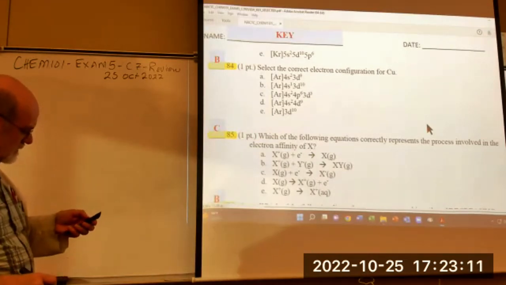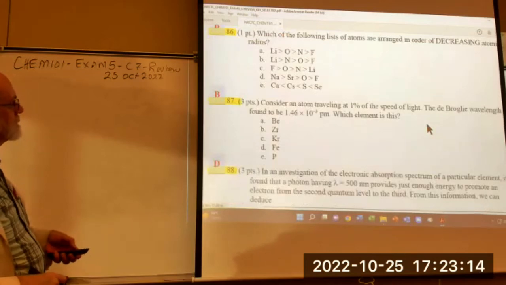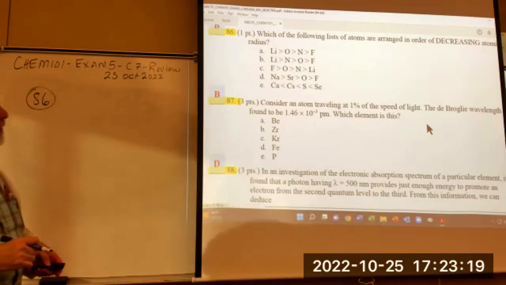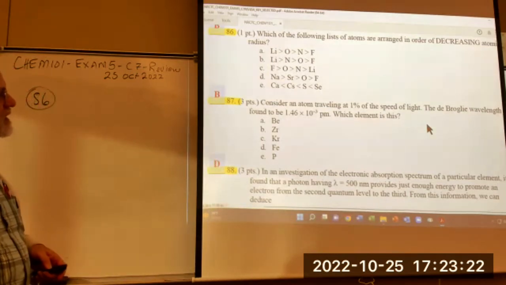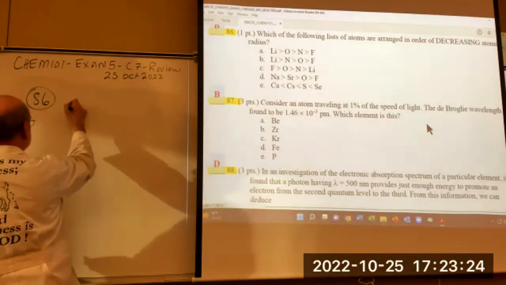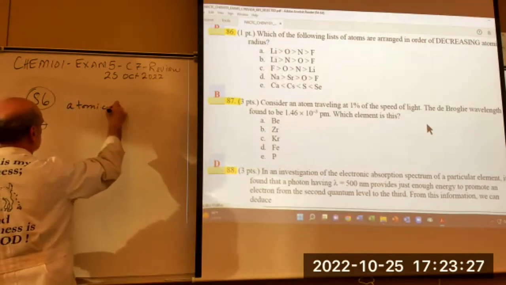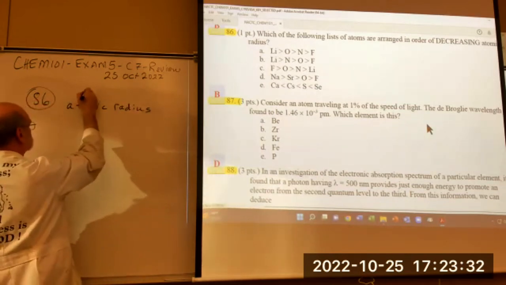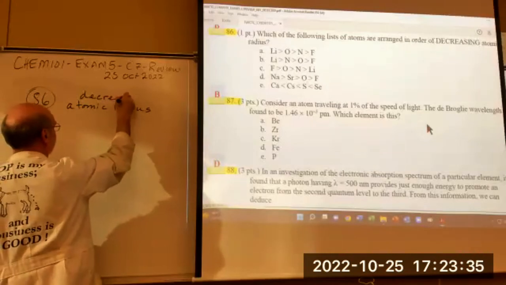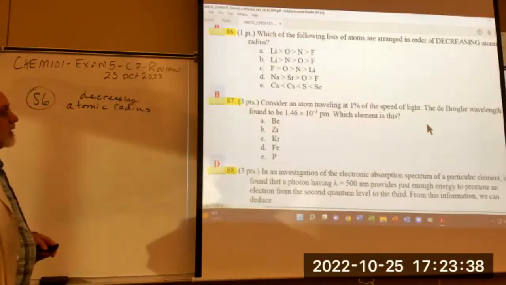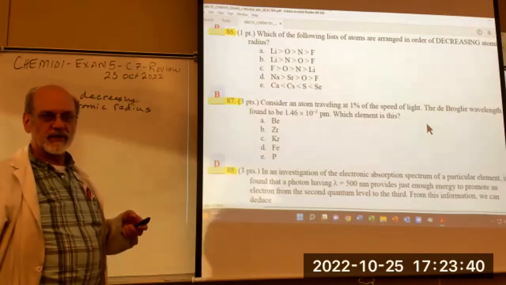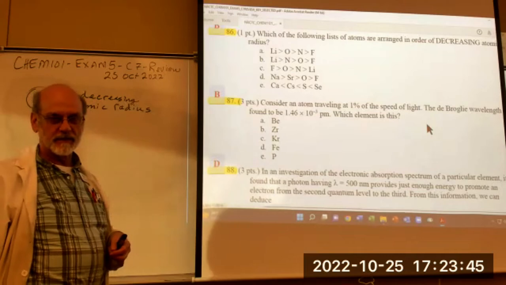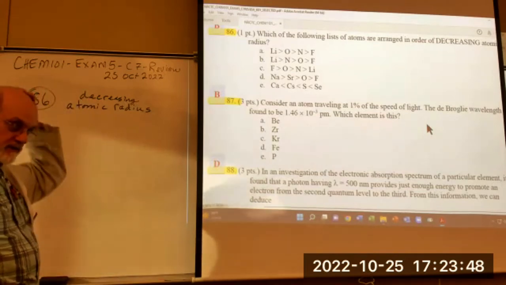All right, looks like 86 coming up. There it is. Which of the following lists of atoms are arranged in order of decreasing atomic radius? Atomic radius. Decreasing. Okay, so what are the trends in the periodic table? The atomic radius decreases from lower left to upper right. That's a trend.